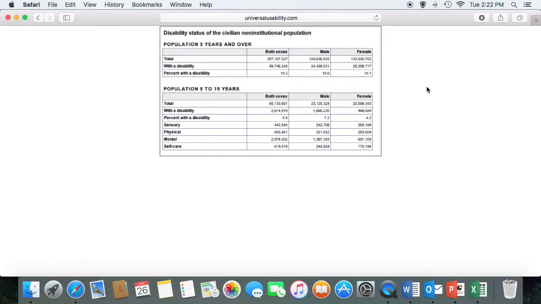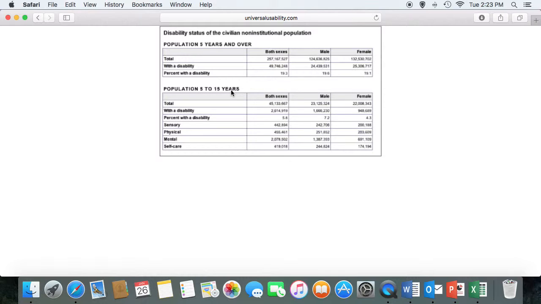You've got your totals, or your categories, or your types here in this particular column, and then you've got your different categories here, both sexes, male or female, and the population 5 years and older of disabilities. So there's quite a few people here with disabilities. 19.3%, and that's quite alarming, that's quite high.